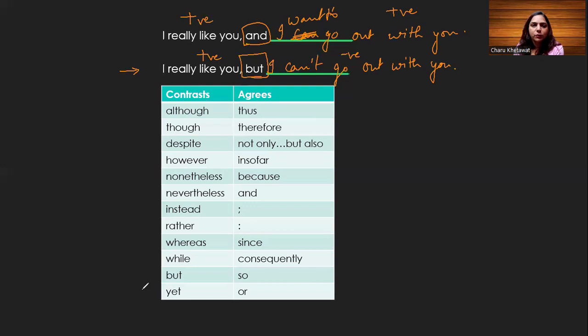So we have a list of contrast and similarity indicators. Contrast keywords will ask you to choose a word opposite to your clue. And on the agree side, similarity indicators are going to help you choose a word similar to the clue. This includes your semicolon, colon, since, frequently, so, or, and, all.